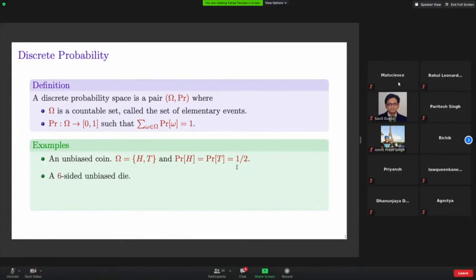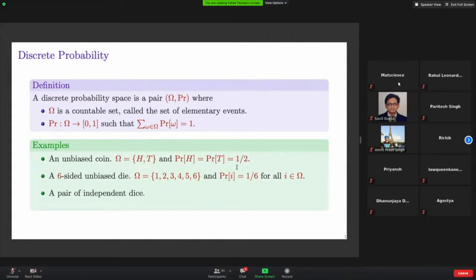Now take the second example. You just throw a 6-sided unbiased die. Unbiased means equal probability of getting any of the sides. So you can define the set of elementary events to be 1, 2, 3, 4, 5, 6, and the probability of getting any one of those numbers when you throw a die is 1 by 6.